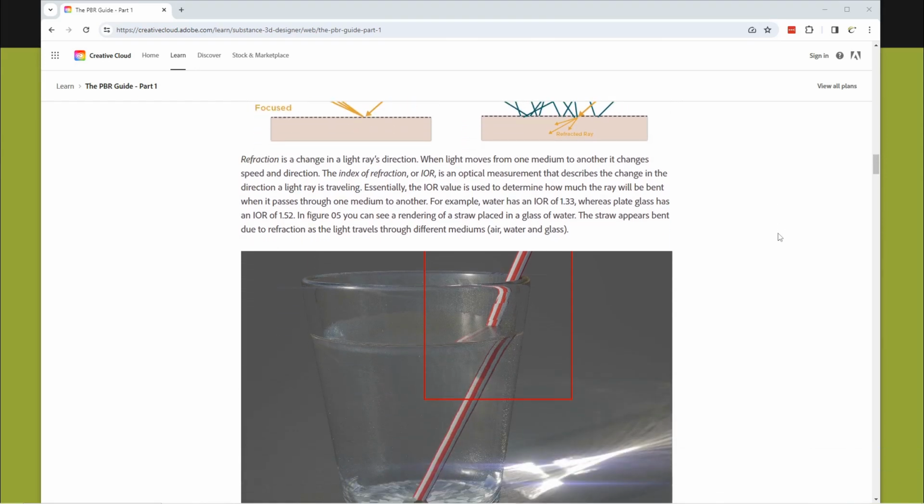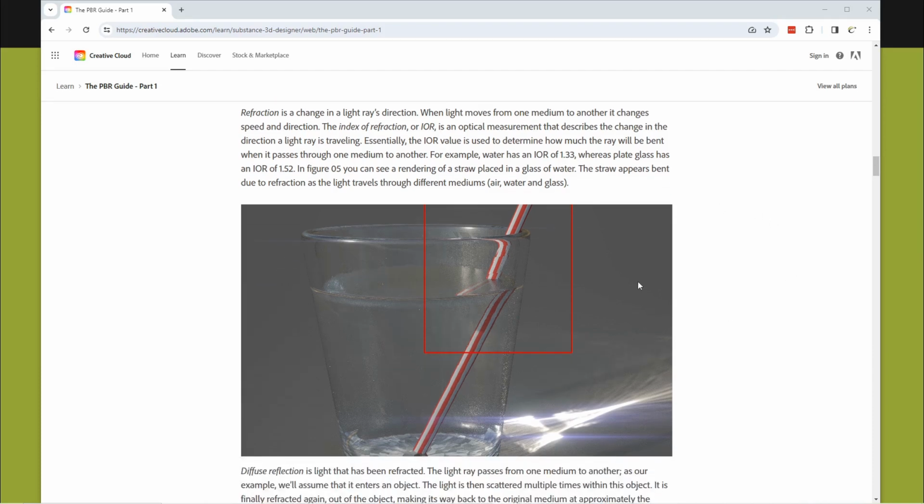Refraction is the change of the light's direction. So when light moves from one medium to another, it changes its speed and direction. The index of refraction, or IOR, is an optical measurement that describes the change in the direction the light ray is traveling. Essentially, the IOR value is used to determine how much the ray will be bent when it passes from one medium to another. So for example, you see a glass of water here.